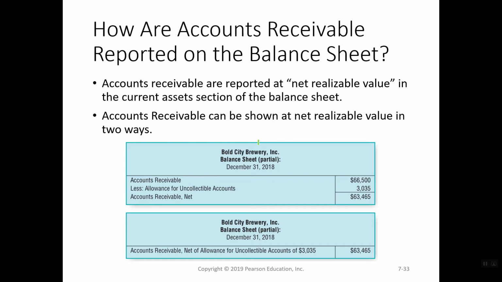The last thing about accounts receivable is how it's presented on the balance sheet. You can see we talked about the net realizable value. It can either be presented where you show the accounts receivable less the uncollectible accounts, or you just show this and you tell the reader that that was the allowance amount.